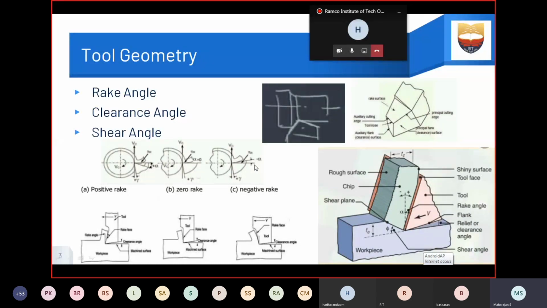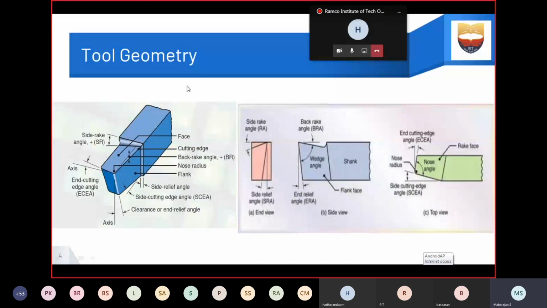Next slide. I think you can see the tool geometry. This is a three-dimensional view of the tool. From here, the end view, side view, and top view of the tool are shown. From this three-dimensional single-point cutting tool, we can see the side cutting edge angle, side rake angle, back rake angle, and also the side relief angle. The end cutting edge angle, everything we can see using tool geometry in the three-dimensional view of the tool.